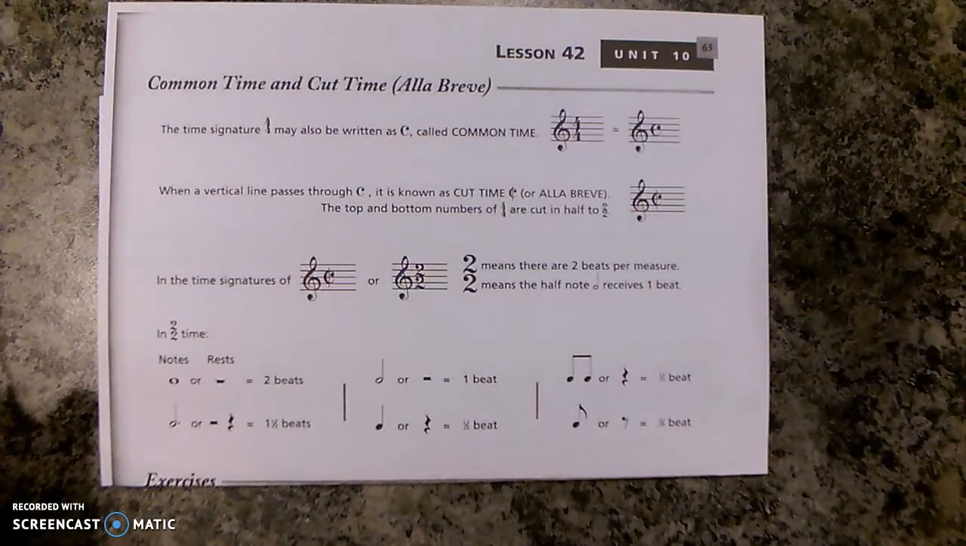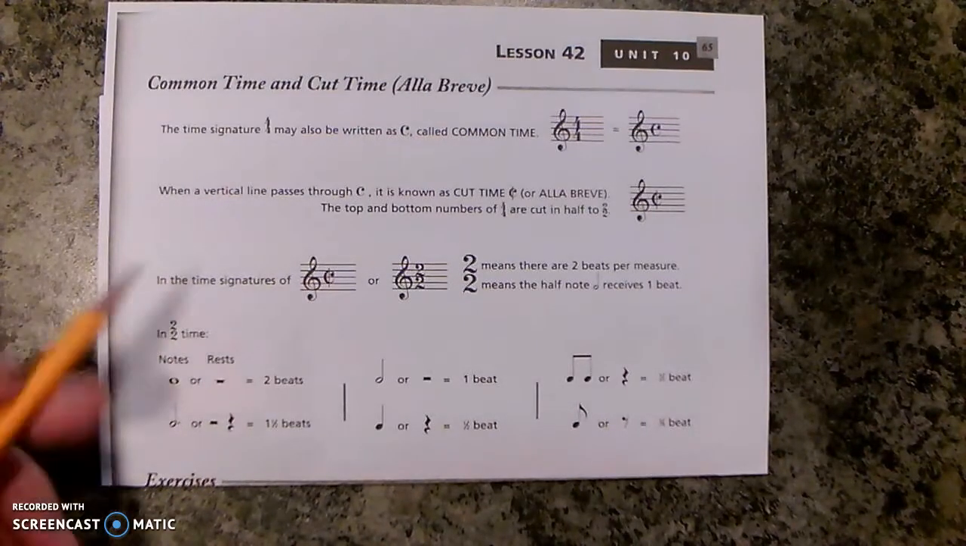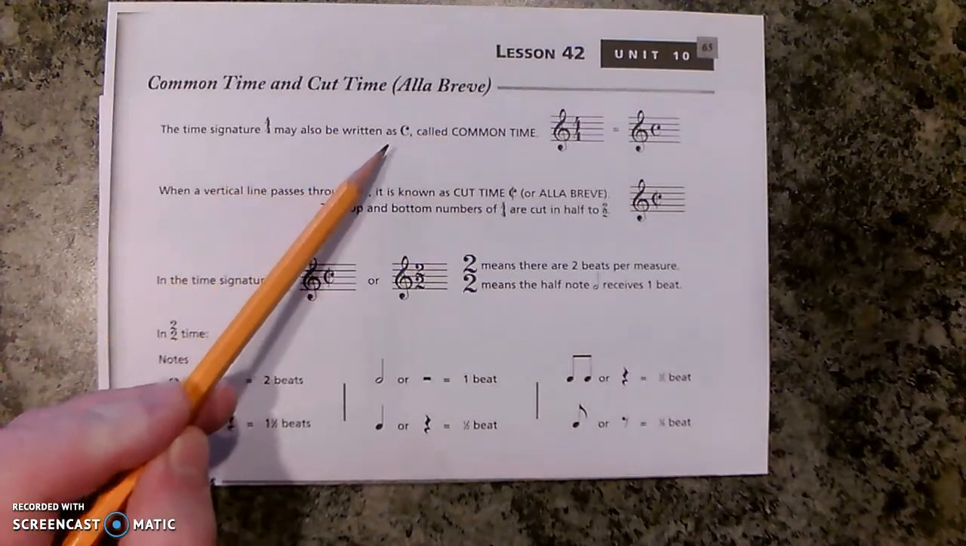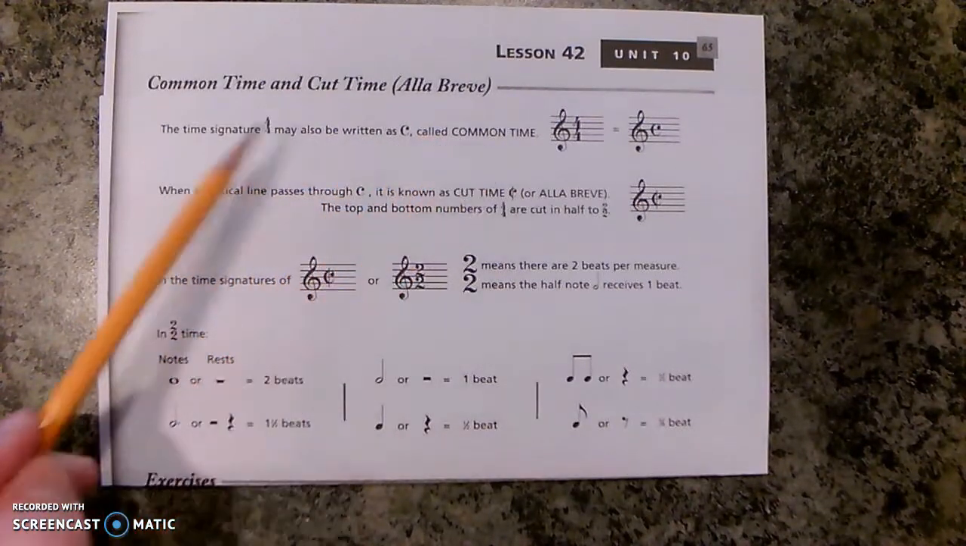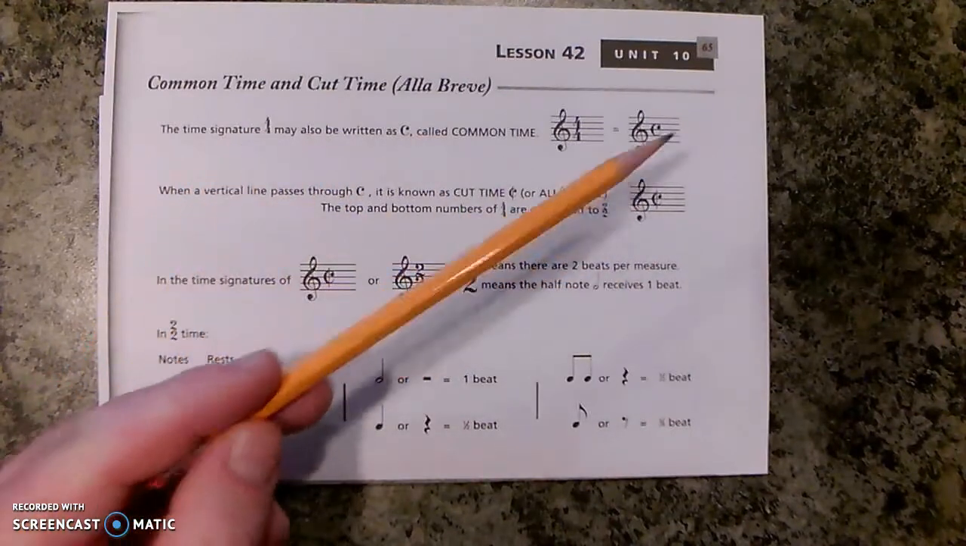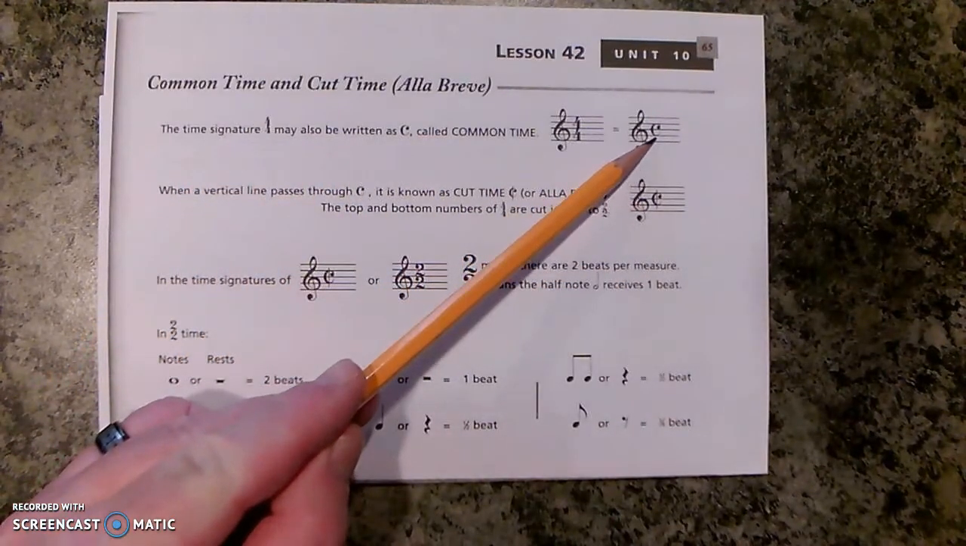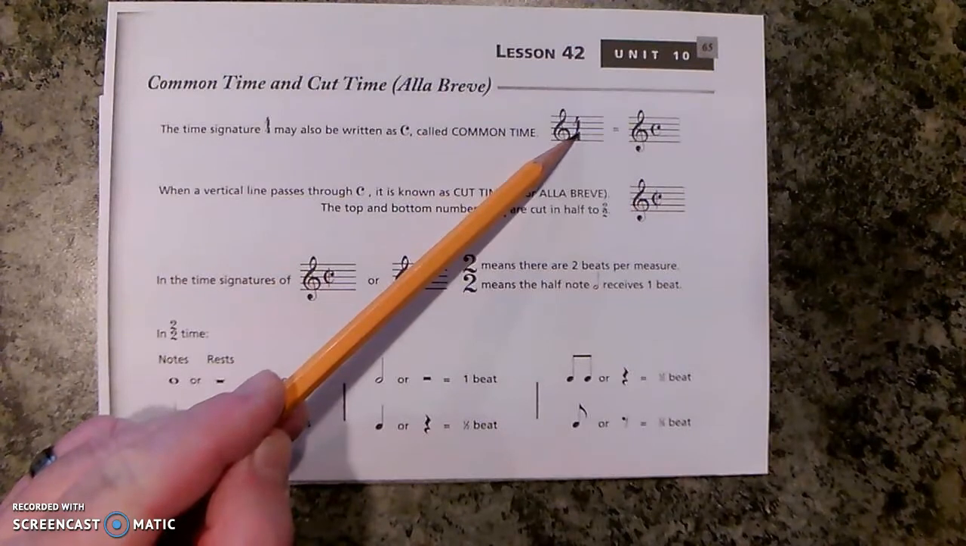Today we're going to talk about common time and cut time, also called alla breve. The time signature 4/4 may also be written as a C, called common time because it is the most common time signature. If you see this in the music, it means the same thing as 4/4.